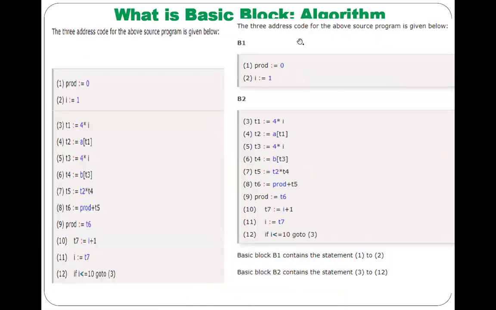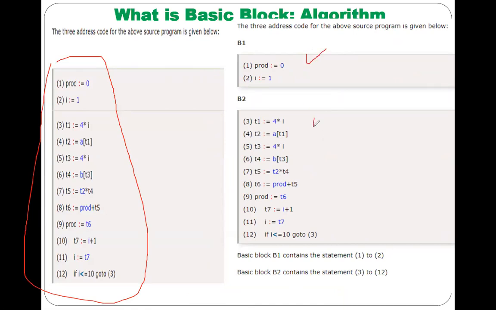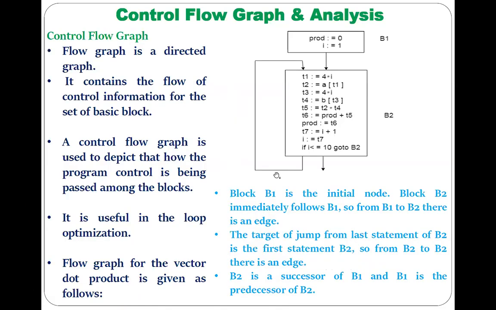The same I have shown here. This is the sequence of intermediate code, and from this we are forming the two basic blocks, basic block 1 and basic block 2. Understood? Basic block B1 contains statements 1 to 2 and basic block B2 contains statements 3 to 12. So this is the way of forming the basic blocks.